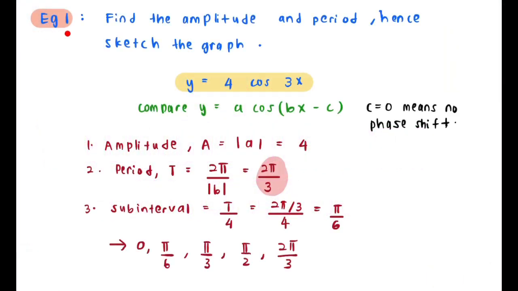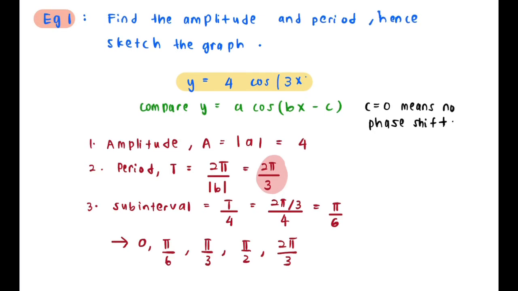Let's see example 1. Find the amplitude and period, hence sketch the graph. So this is the question. Y equal to 4 cos 3x. The function inside the bracket is just 3x. So now let's compare with the general equation of cos, y equal to A cos(bx minus c).